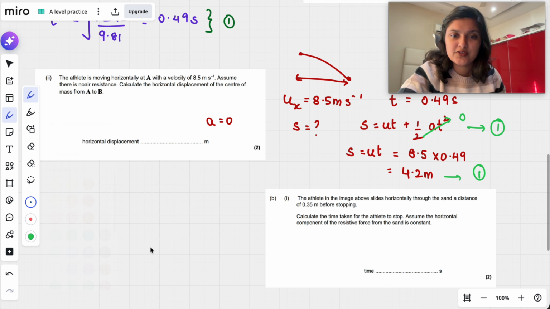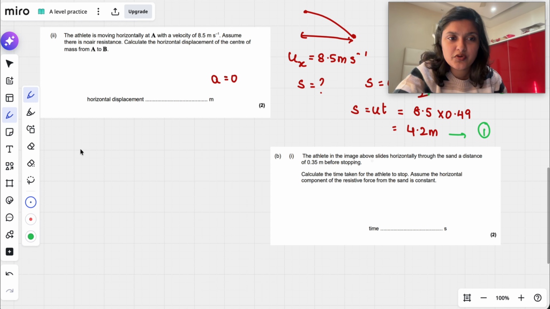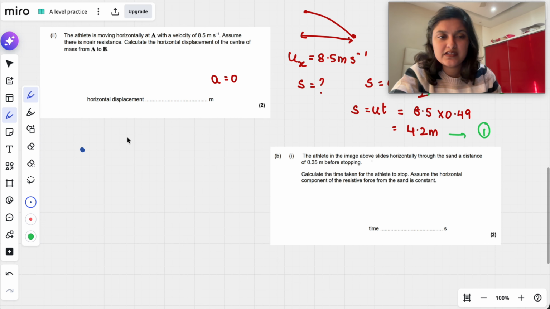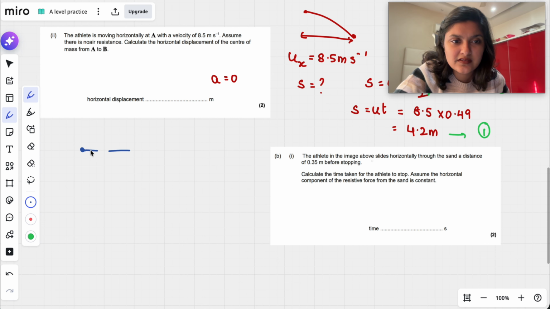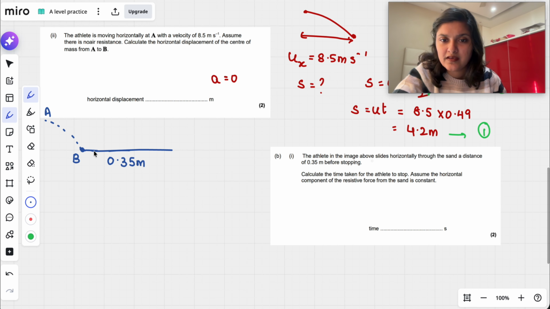Let's move ahead to the third one. The athlete is in the image. So now, when the athlete reaches point B, he's sliding a horizontal distance. They have provided you that distance is 0.35. So after reaching from point A to point B, he's sliding in horizontal distance, which is 0.35, and stopping over here. So we can say that final velocity is 0.